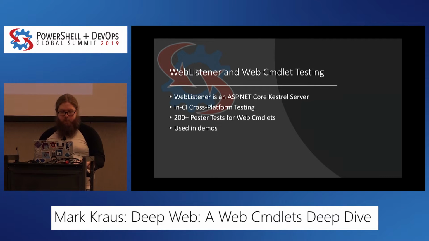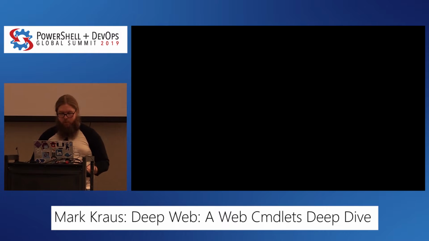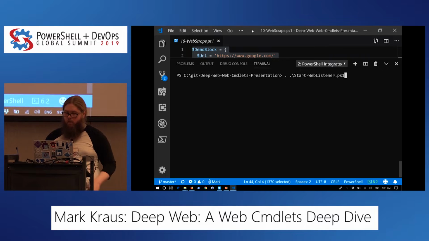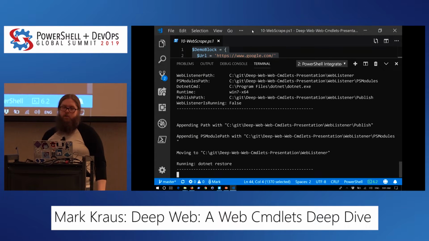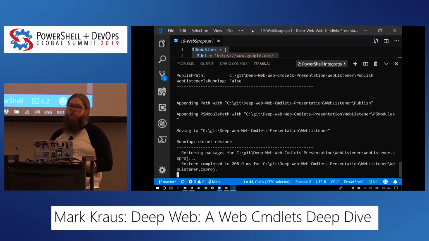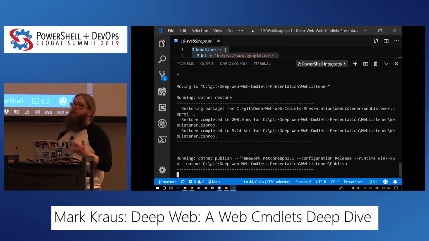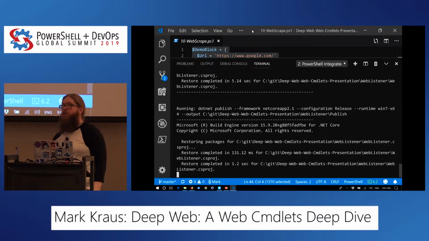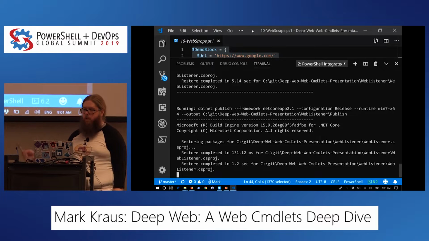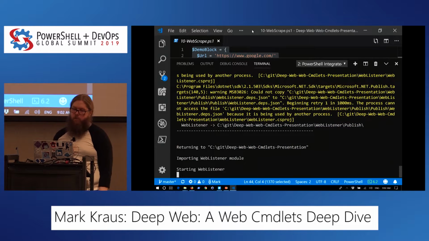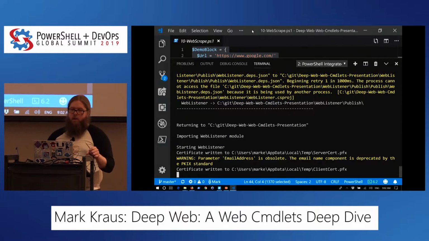So we're going to attempt the demo gods here real quick. I've got a little script here to start the web listener. All it's doing is it's going to build the web listener and start it up. And this is exactly what we do before we run all of our Pester tests in CI. So every time we build, every time there's a PR that goes out, every time that PowerShell is built, this gets run and all the tests run against it. And of course, it's going to fail because we're good.